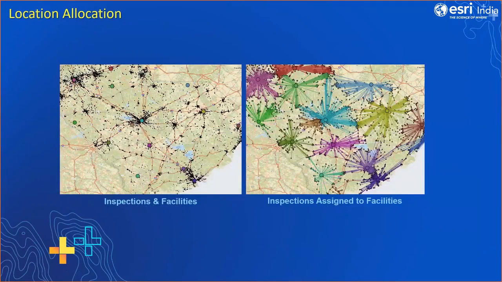This is another example for location allocation. For example, I am an inspector. I need to inspect all these facilities. So how many field inspectors should I deploy, and how should I allocate these facilities to each of the inspectors? Such types of location allocation exercises can also be done.